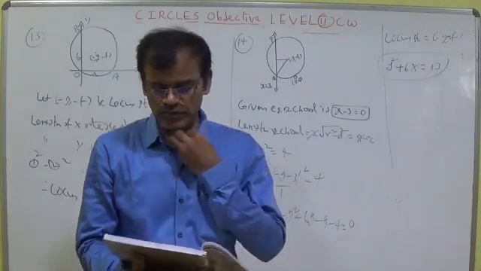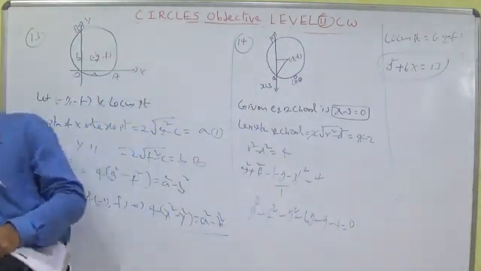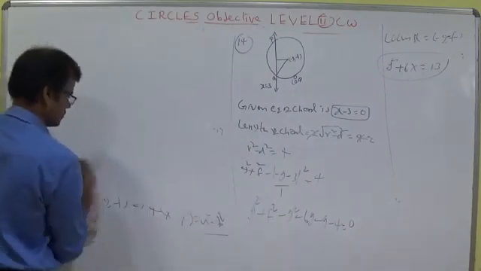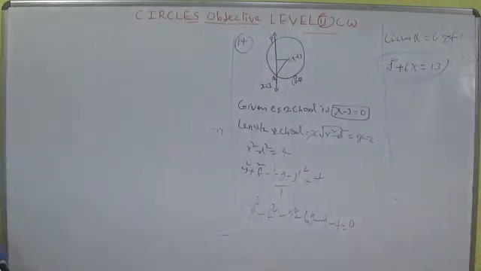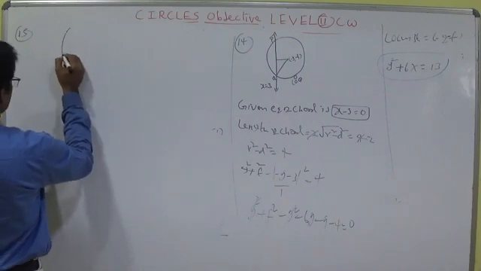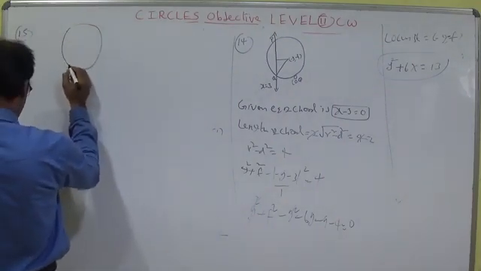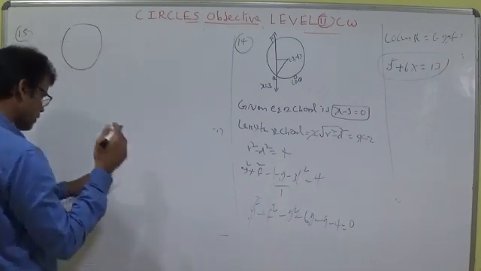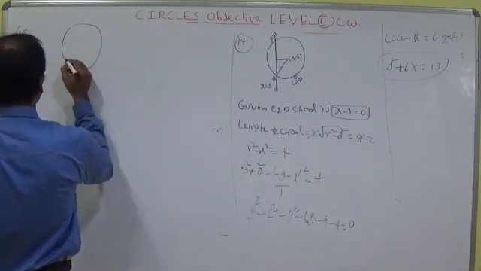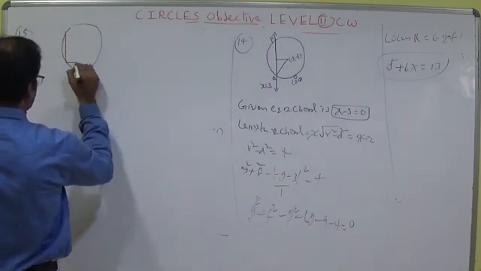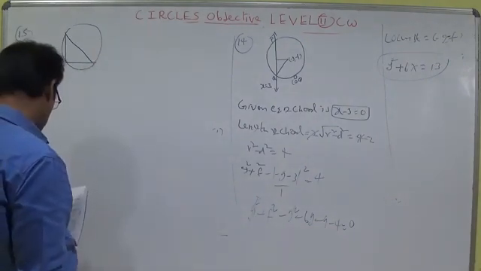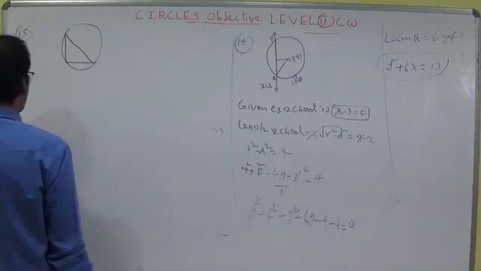Now 14 is completed. 15: if a chord of the circle x square plus y square equal to 8 makes equal intercept of length A on the coordinate axis, then mod A less than. Fifteenth one. If a chord of circle x square plus y square 8 makes equal intercept of length A on the coordinate axis.